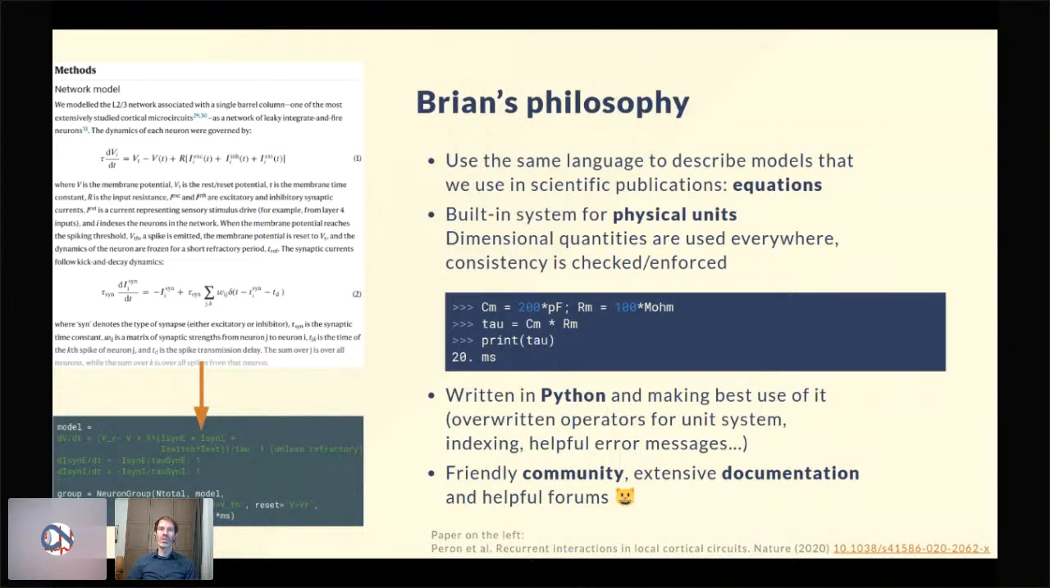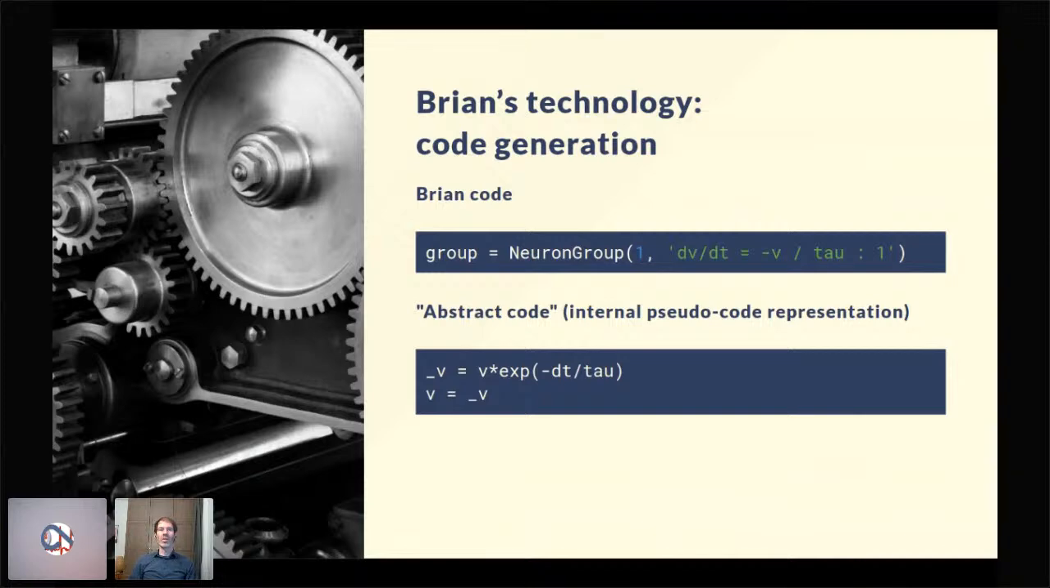So let's talk a bit about the technology behind it, because all this flexibility, you can write whatever model you want. Of course, you could think it comes at a cost, because we cannot have pre-optimized handwritten models for you. So the way Brian solves this, a bit similar to the GeNN simulator actually, is the concept of code generation.